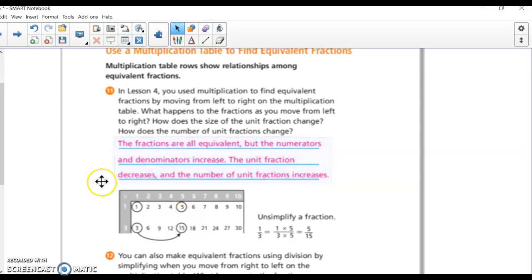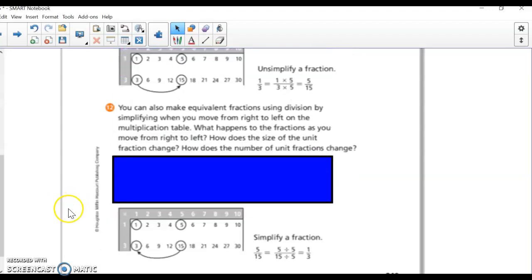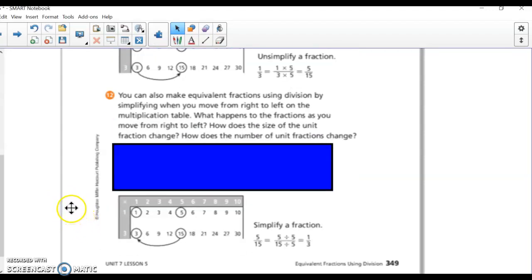Okay, and so the fractions are all equivalent, but the numerators, the top numbers, increase, right? We need more of them. The unit fraction decreases, so that unit size, right? Thirds to 15ths. So size is decreasing. And so the number of pieces we need goes up. We need more.